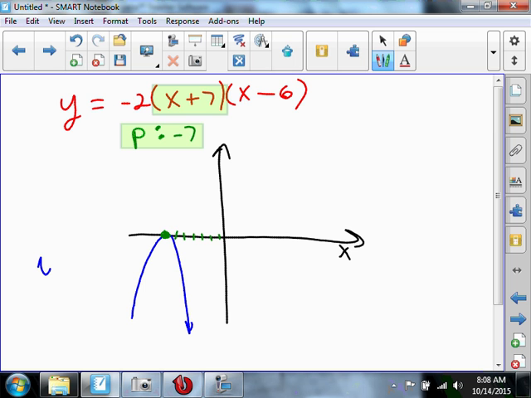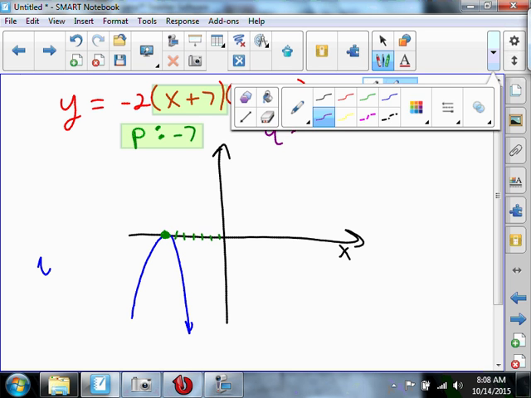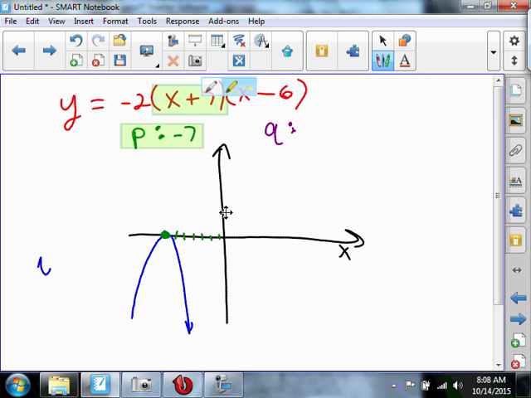It's also got a q, and the q is a result of looking at this binomial. What's my q going to be? The q is going to be 6. 1, 2, 3, 4, 5, 6. So there's my q. The graph's got to go through both of those points.